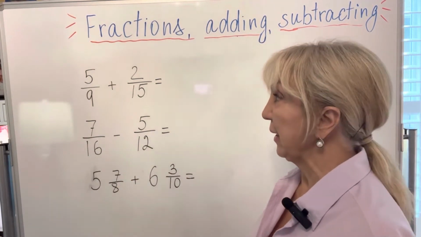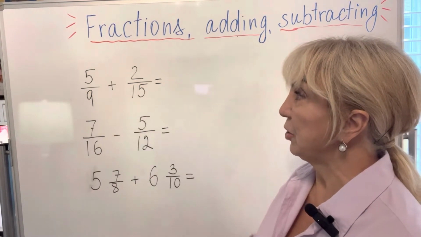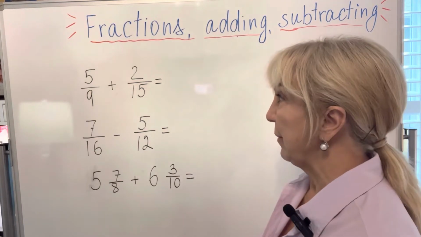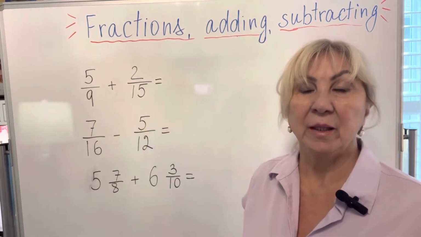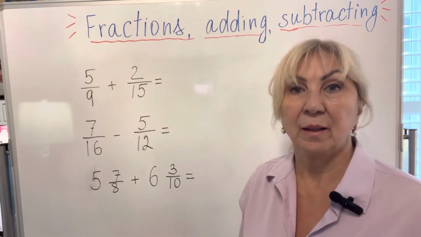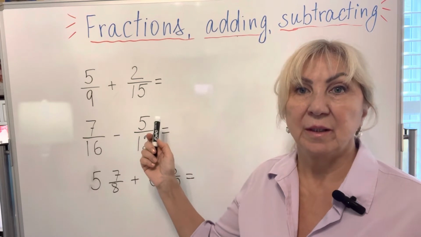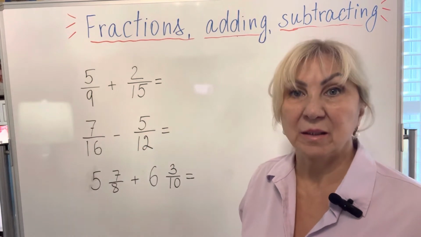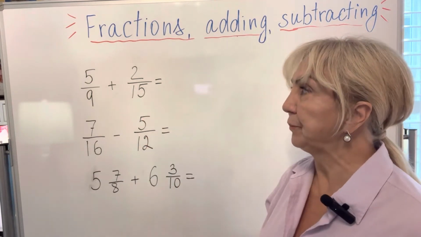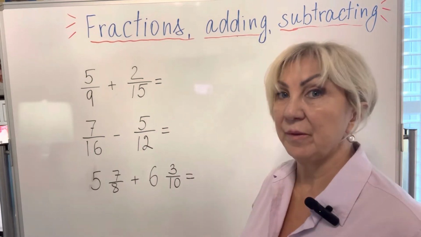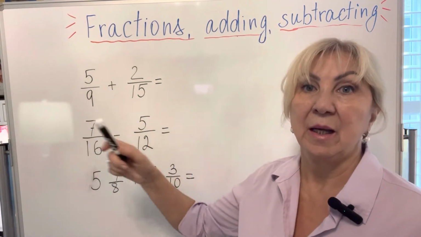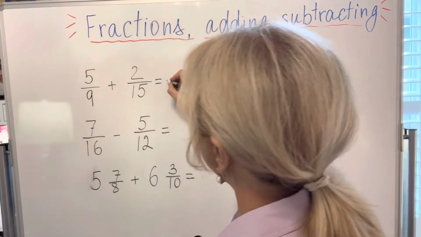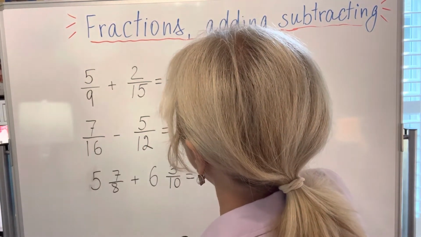We're going to review what we were studying previously, adding fractions with unlike denominators. So 5/9 plus 2/15. First we find the least common denominator. Look at the larger denominator, 15. See if it's divisible by 9. No, it's not. Then we find multiples of 15. The next multiple is 15 times 2, 30, not divisible by 9. Next multiple, 15 times 3, 45, perfect. So 45 is our common denominator.